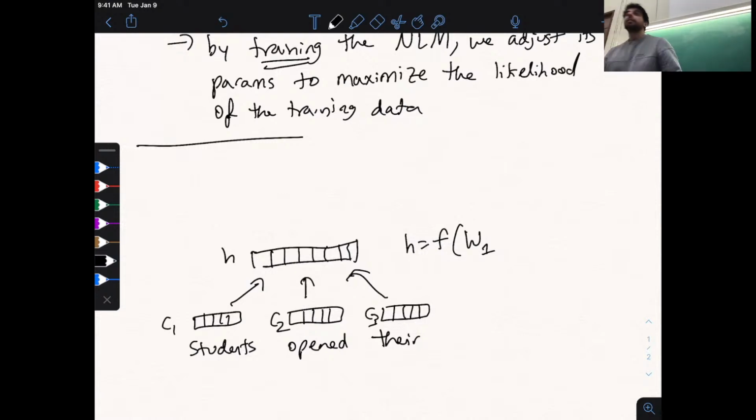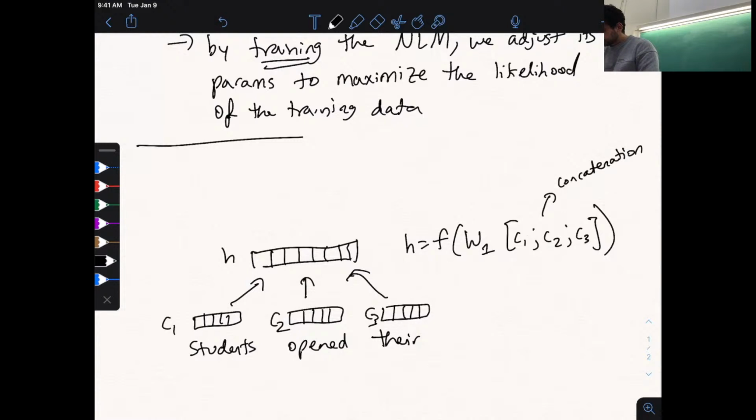So we take a nonlinearity and apply it to this matrix vector product. Here I'll use a different notation to denote the concatenation of these three embeddings with each other. This here refers to the concatenation operation, the semicolons. Basically, I take the three embeddings, glue them together, pass them through a linear layer and apply a nonlinearity like the ReLU that we discussed in the previous class. So that's how I get my hidden state.